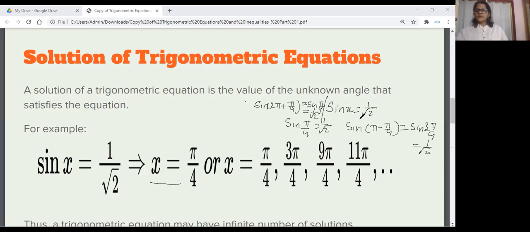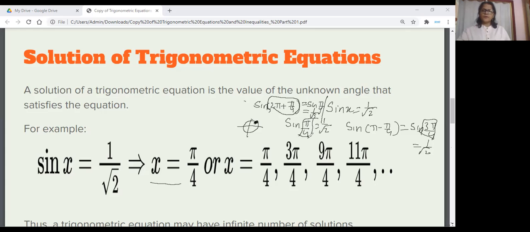So what we can conclude here is, when x equals pi by 4, the equation is satisfied. When x equals 3 pi by 4, the equation is satisfied. And when x equals 9 pi by 4, the equation is satisfied. Similarly, we can take more values also, because sin x is a periodic function of 2 pi. So after every 2 pi interval, the value will be repeated. So we can have many more values, like pi by 4, 3 pi by 4, 9 pi by 4, 11 pi by 4 and so on.